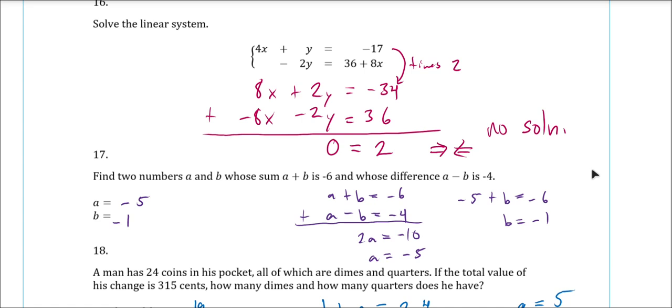Let's look at some word problems. If I have two numbers that add to be minus 6 and have a difference of minus 4, I can write down two equations that describe those facts this way. This is ripe for doing some elimination.